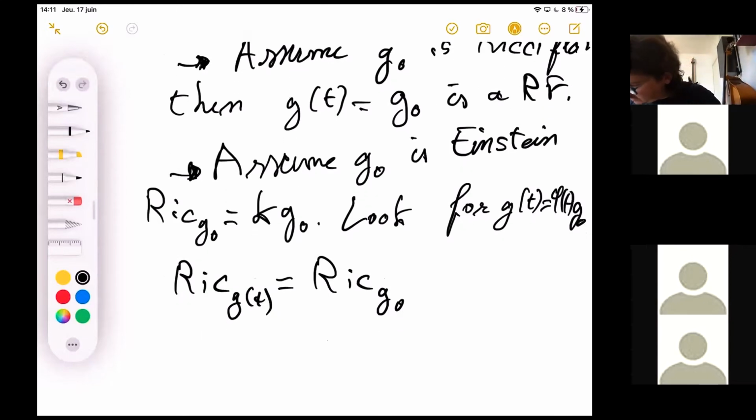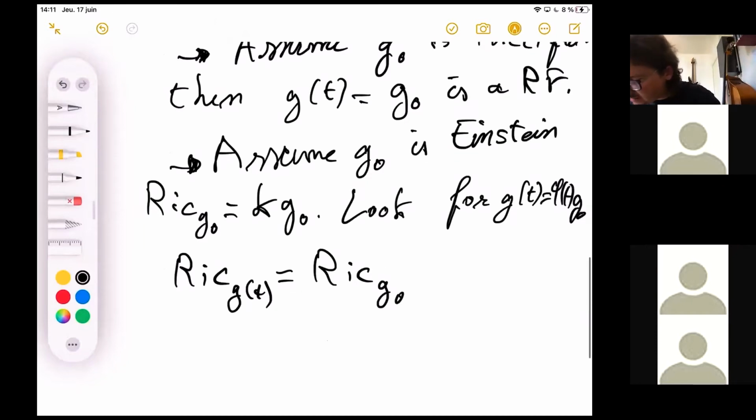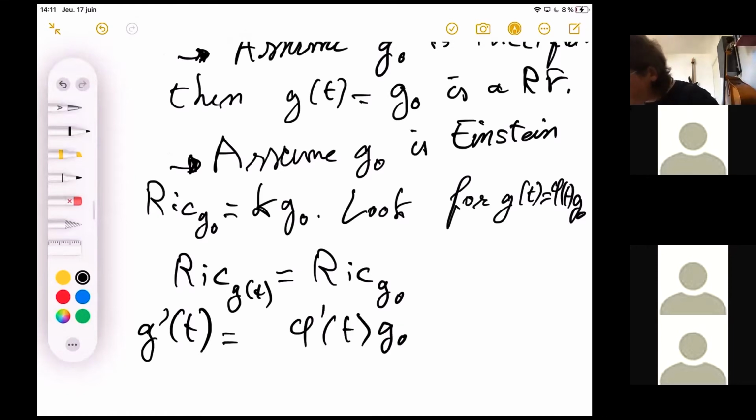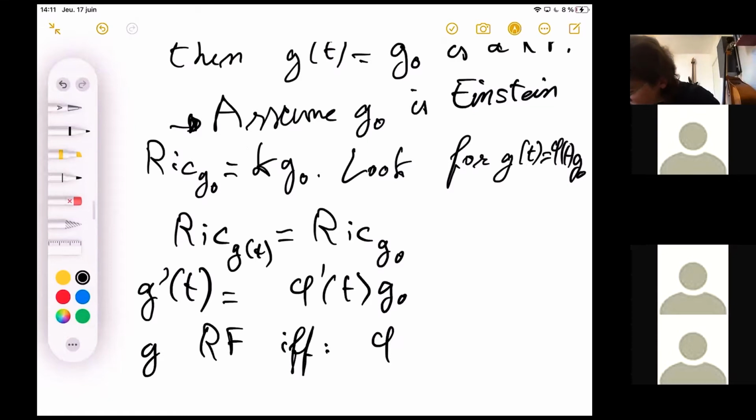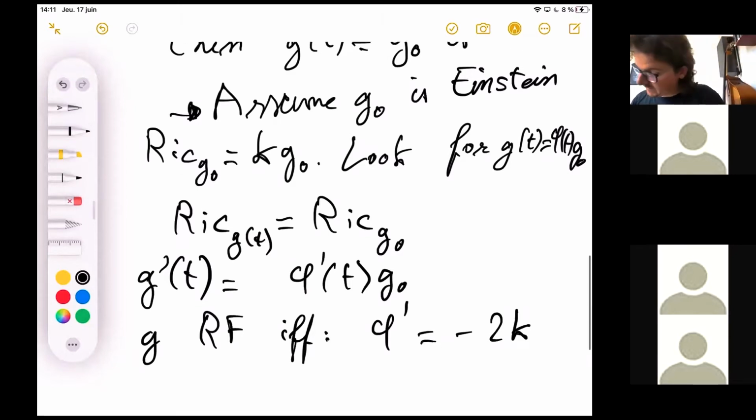Okay, so this is good. So Ricci minus is equal to that, and on the other end, if I compute the derivative of this one parameter family of metric, it's phi prime of t times g naught, and g is a Ricci flow here if and only if phi prime is equal to minus 2k, if I'm not mistaken.